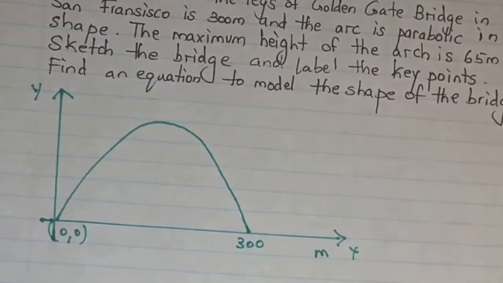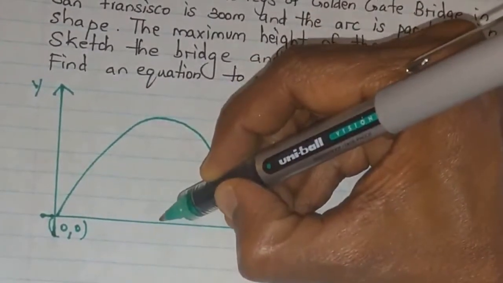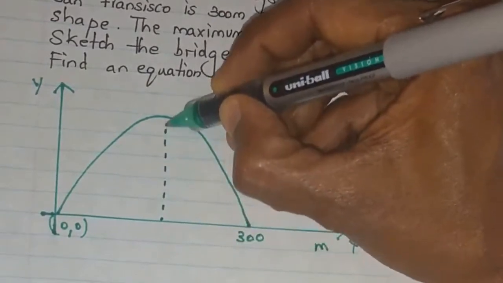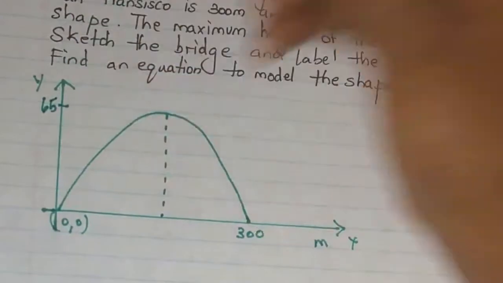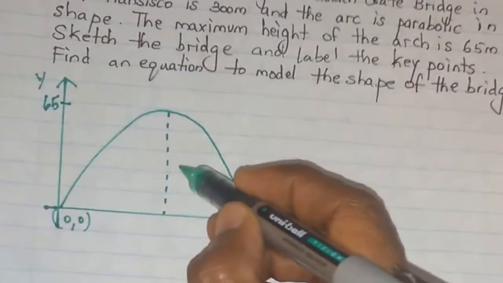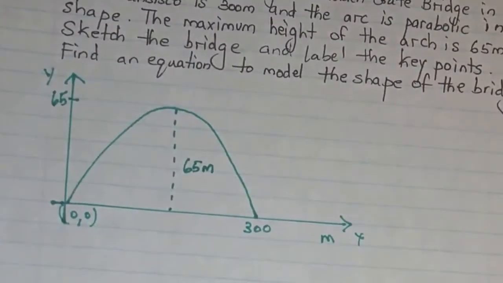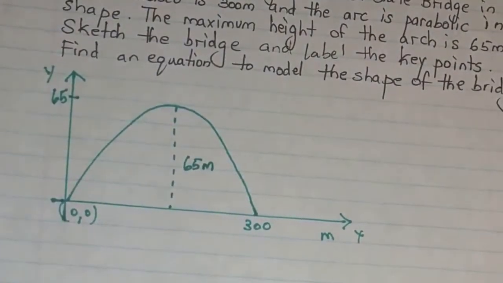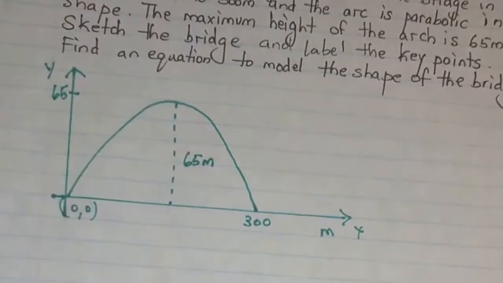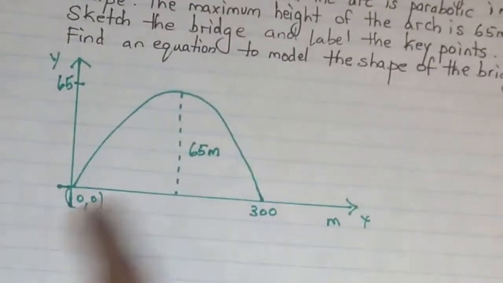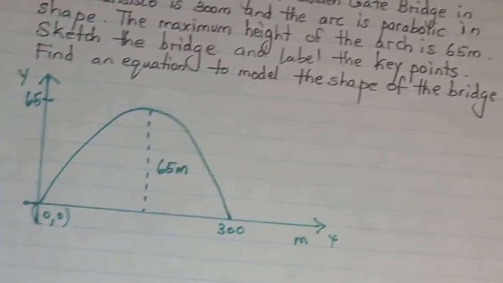And what else is given? The arch is 65 meters. The maximum height is 65 meters. So this must be 65. I'm just going to label that here as well. 65 meters, and this is 300 meters. So this is the information that's given to us. We have the height. We have the distance between the two legs. Let's see what else we need.